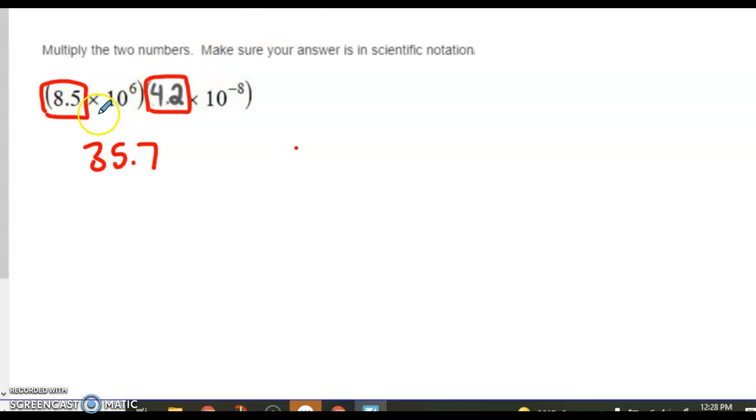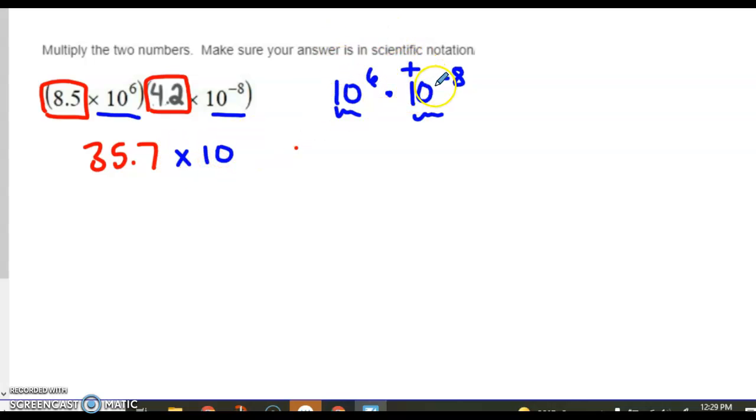But then I'm going to take my exponents, and I have 10 to the 6th times 10 to the -8. Because I have the same base, I can just go ahead and write down that base, and I can add my exponents. When you multiply, you add. So 6 plus -8 is a -2.